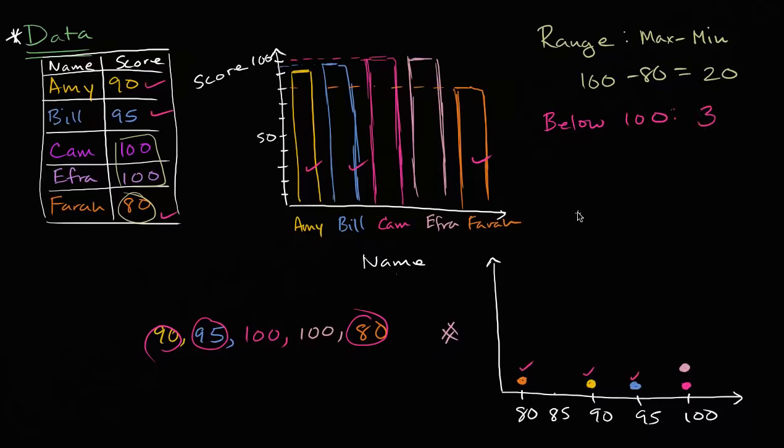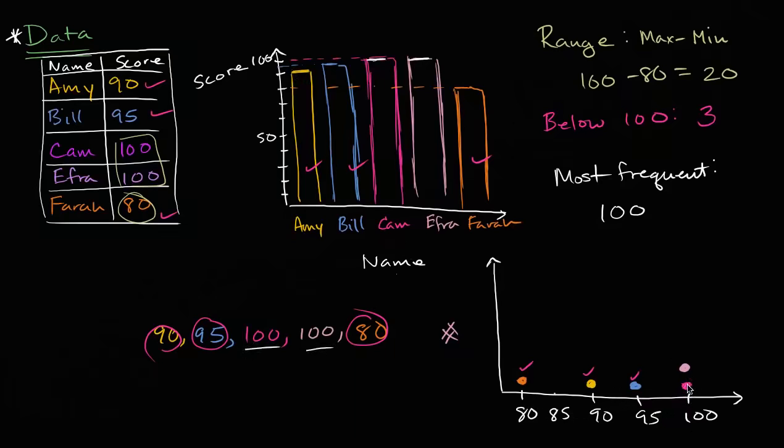And you could also ask yourself, what is the most frequent score? And once again, you could answer that question with any of these ways of representing this data. You could look at our original table and say, look, there's only one 90, one 95, one 80, there's two 100s. So the most frequent score is 100. You'd see that over here too. You actually have two 100s. There's only one of each of the other scores. Here you also see the two 100s. And here is probably the clearest if you're looking at frequency.